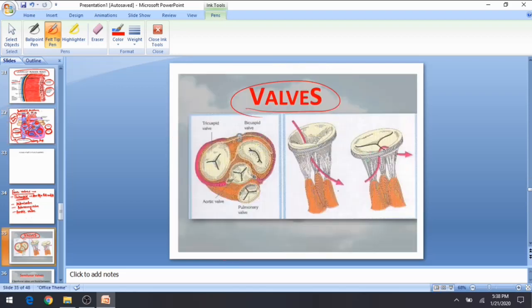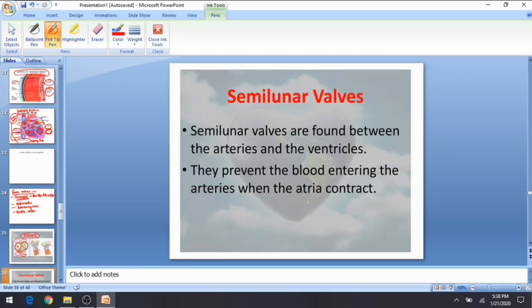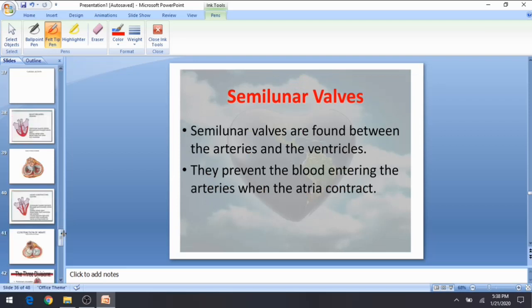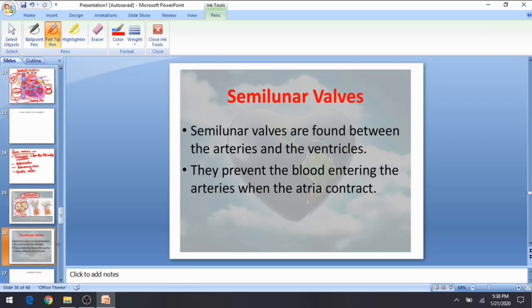These are the structures of valves. Tricuspid valves, which are 3 sides cut, bicuspid valves, aortic valves, pulmonary valves. So these diagrams will help you to understand better about the types of valves.